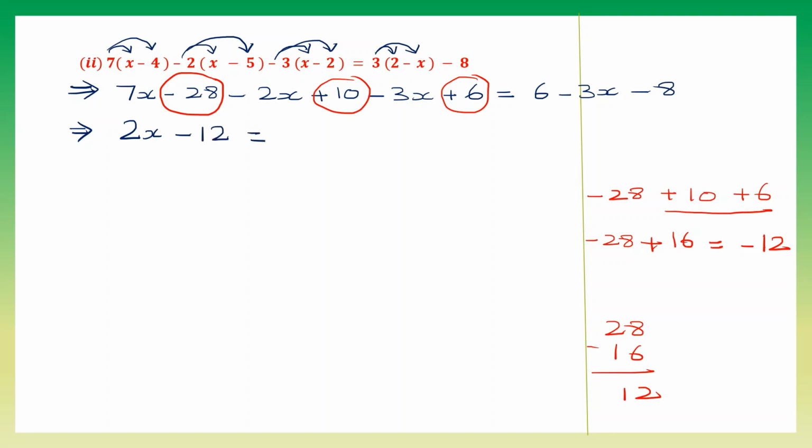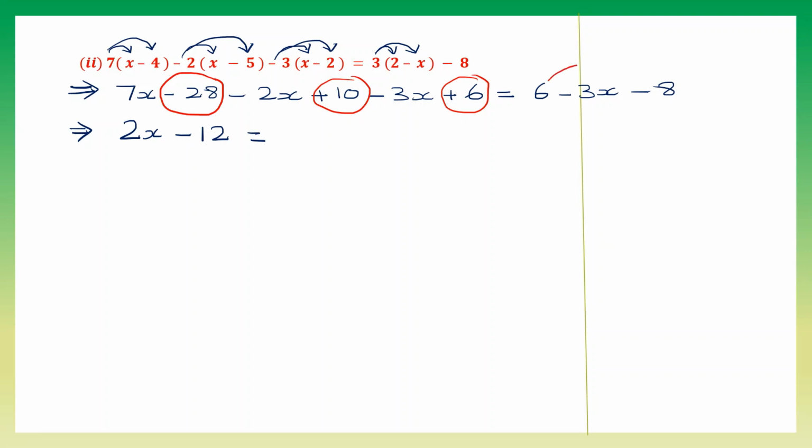Now we are looking at the right hand side. Let's work that out. On the right hand side, let's look at the whole numbers. I have 6 minus 8. So signs are different. Here it is plus and there it is minus. When signs are different, we put the sign of the bigger number. So here the bigger number is minus, and 8 minus 6 is 2. So we have minus 2, and here we have minus 3x. So minus 3x minus 2.